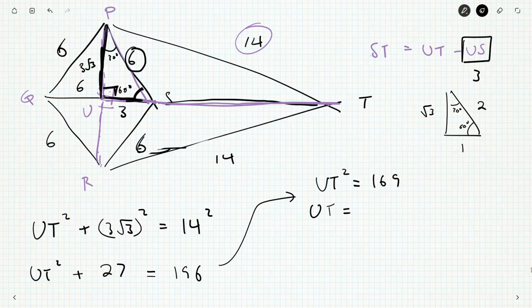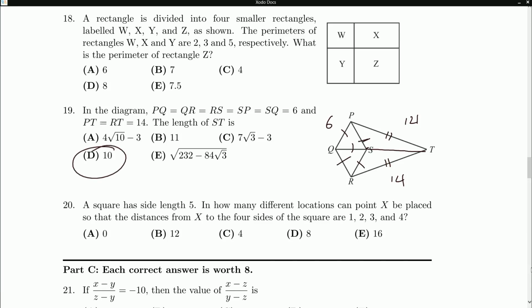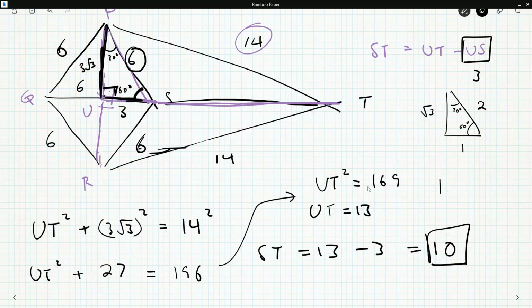UT here is going to be 13, and so now we can figure out ST. ST is UT minus US. It's going to be 10. And 10 is answer of D.